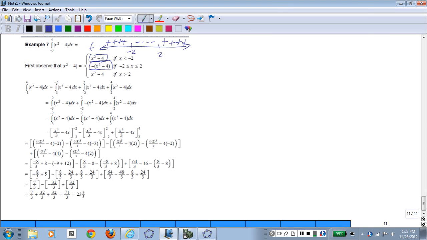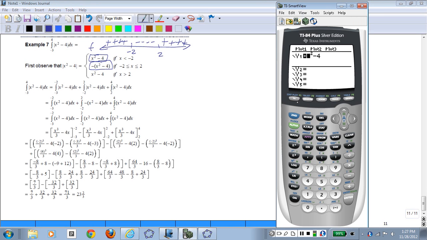because the function we actually want to evaluate this integral for is not this, but what? We're finding the integral of the absolute value of this. So math, num, abs, x squared minus 4. There we go. So we take the little bit that was below the x-axis, reflected about the x-axis.